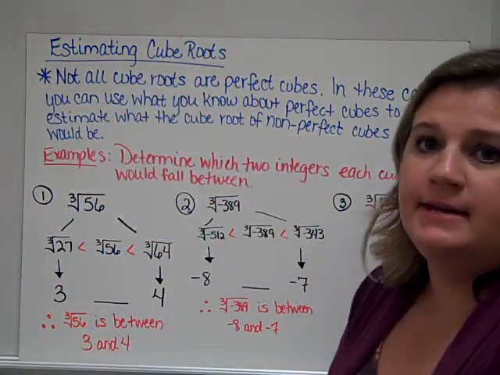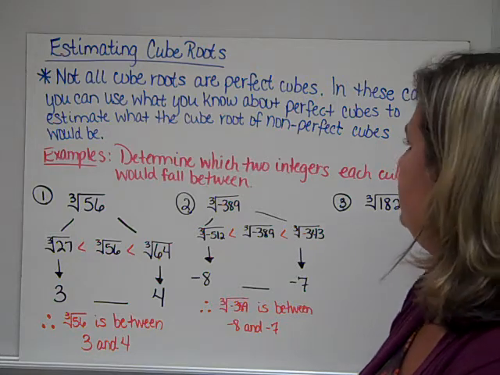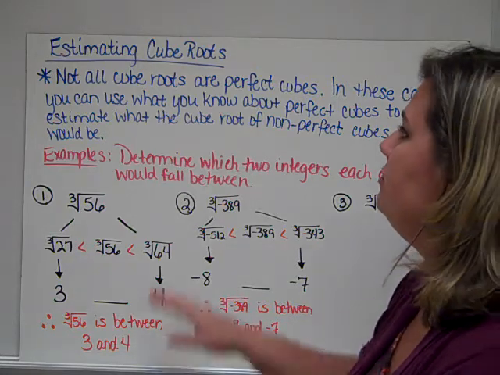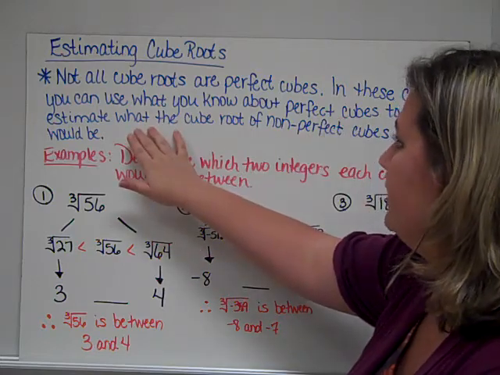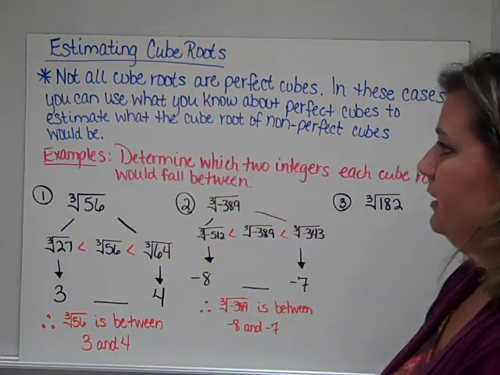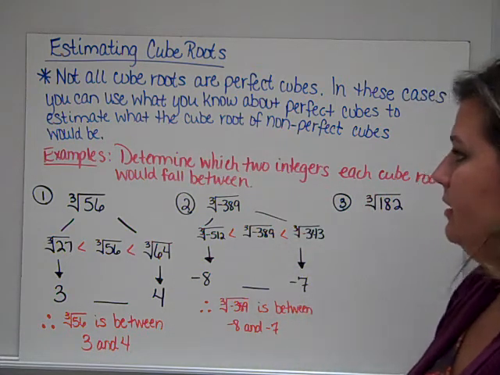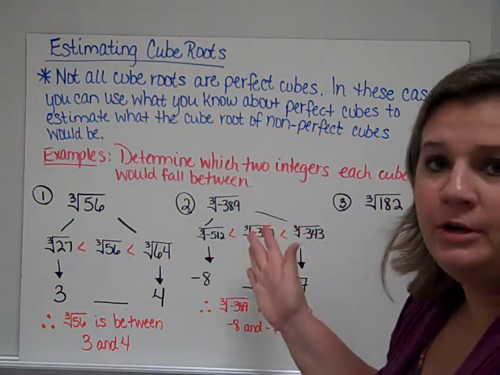Let's talk about estimating some cube roots. Not all cube roots are perfect cubes. In these cases, you can use what you know about cube roots to estimate what the cube root of a non-perfect cube would be. Okay? So let's look at some examples. Let's determine which 2 integers each cube root would fall between.